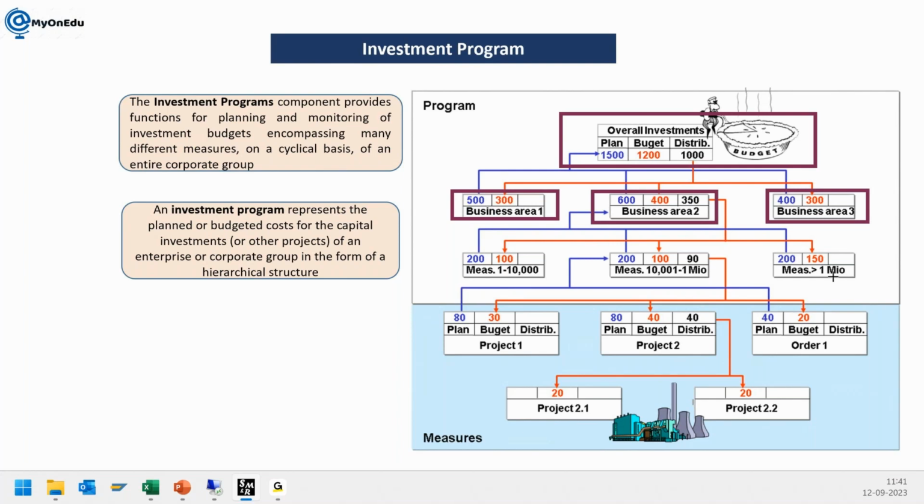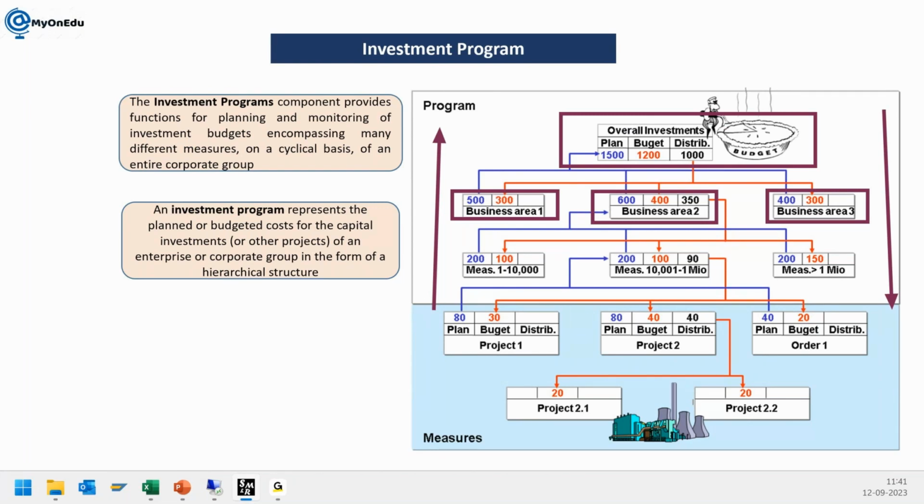Here we need to understand that planning works with a bottom-up approach, and budgeting works with a top-down approach. And in the IM we have two things: the program, which consists of two parts, your investment program type and the investment program plus investment position. So all these are the positions. And we have the investment measures.